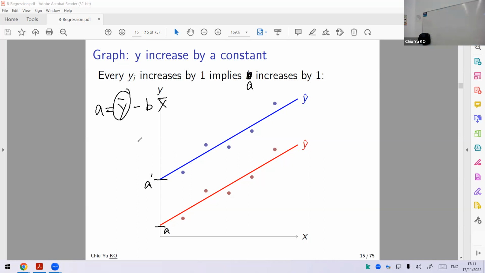Because A is y bar minus this guy, right? If y goes up by 1, you only change the A. There's no change in the covariance. Okay. So that is the main thing. Try to see why we have this. Okay.